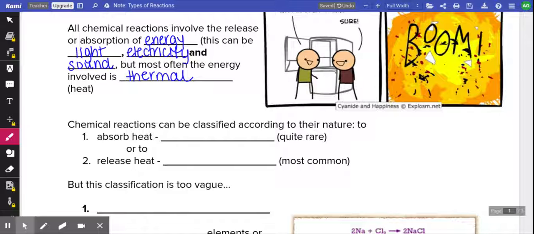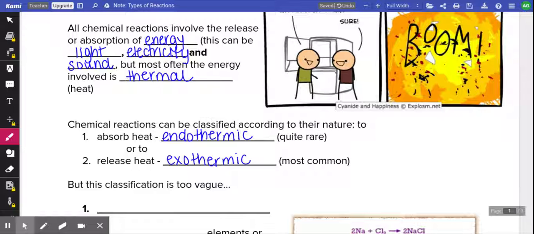All chemical reactions can be classified according to their nature. There are chemical reactions that absorb heat. These are called endothermic reactions. And there are chemical reactions that release heat, and those are exothermic reactions. Endothermic reactions are actually quite rare compared to exothermic reactions. Most reactions are exothermic, but some can be endothermic. And those are still true classifications.